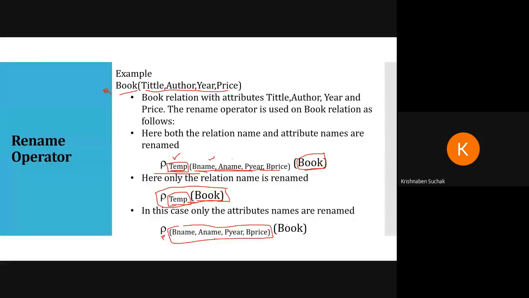Okay, am I clear till now? Is it clear? Any doubt in rename operator?